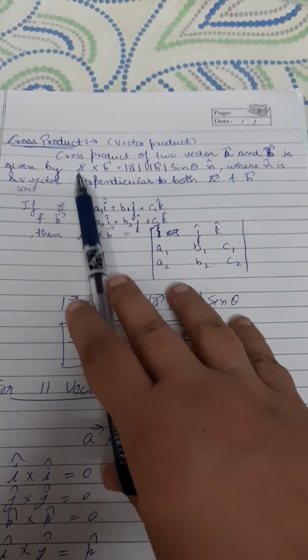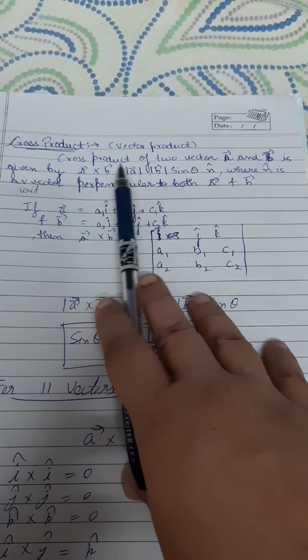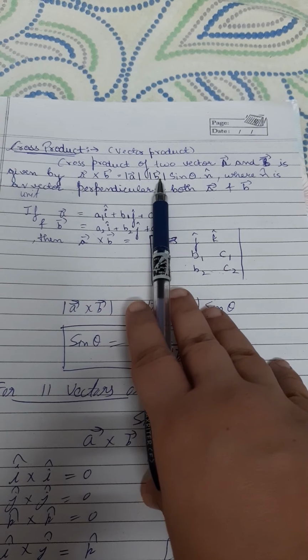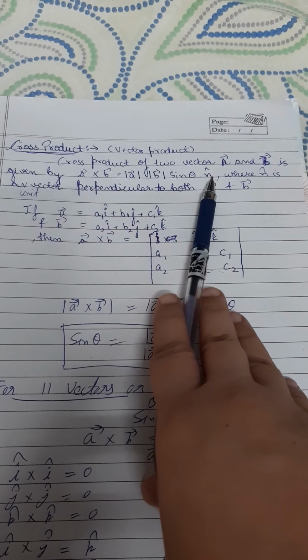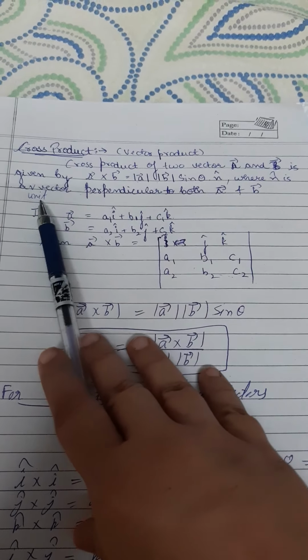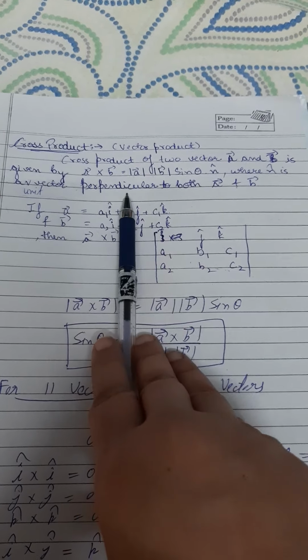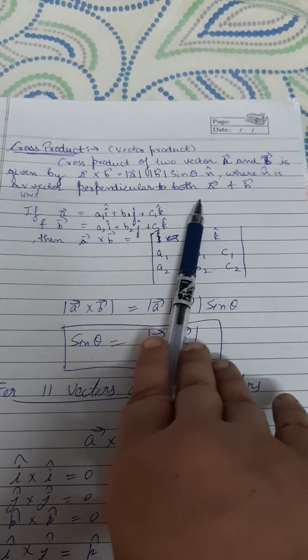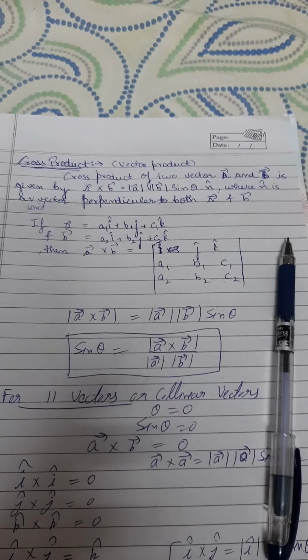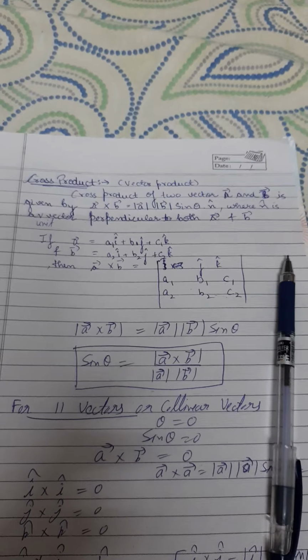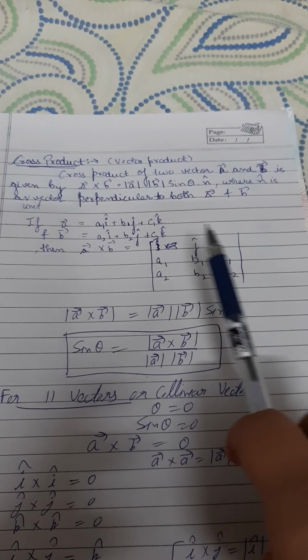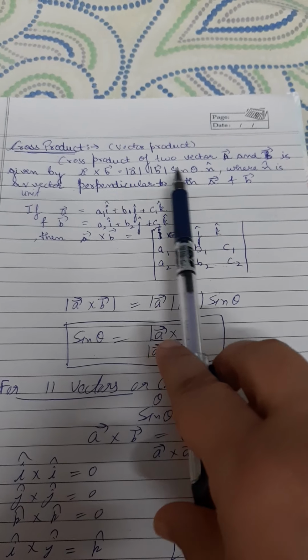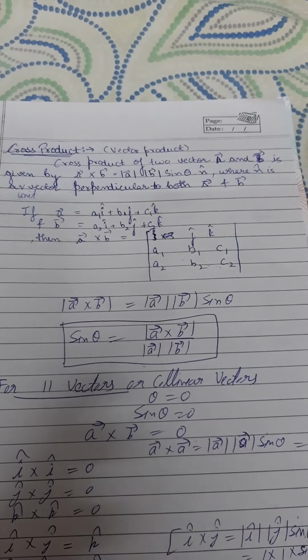So what is the cross product? A cross B is equal to magnitude of A into magnitude of B sine theta into n cap, where n cap is a unit vector which is perpendicular to both A and B, and it gives the direction to A cross B. यह ध्यान रखना है, A cross B की direction हमेशा कैसी होगी? यह एक ऐसा वेक्टर होगा जो A और B दोनों के ऊपर perpendicular है.